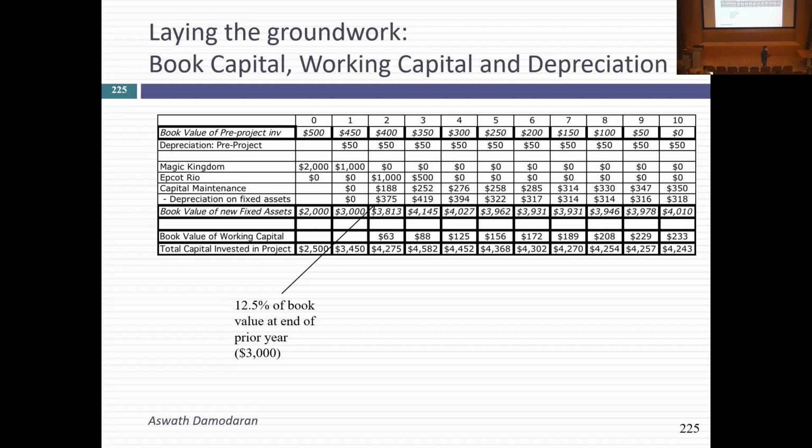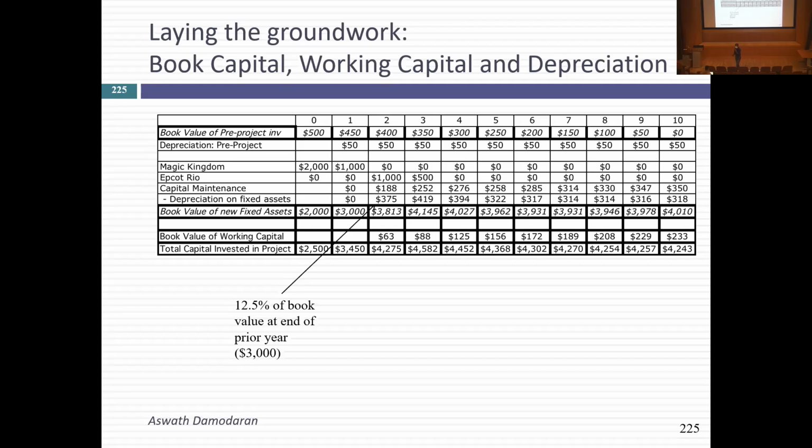Let's start with an accounting view of this project, and then we'll very quickly abandon it. But the reason I'm going to start with an accounting view of the project is half of all project analyses in the world is still based on accounting returns. So even though I don't like it, at least I need to understand it. So let's start with an accounting view of the project.